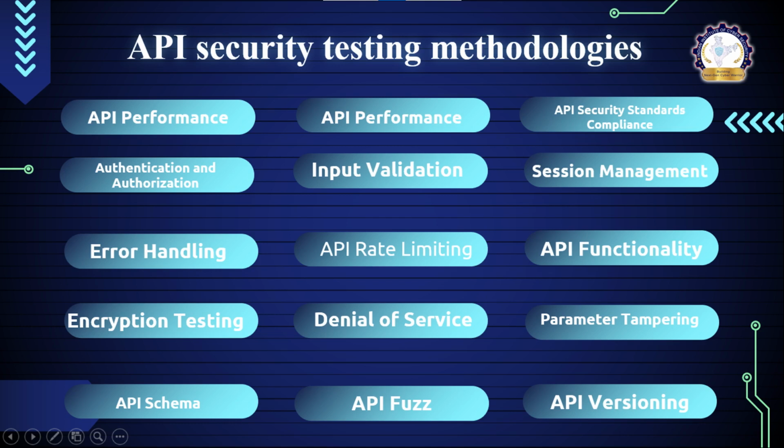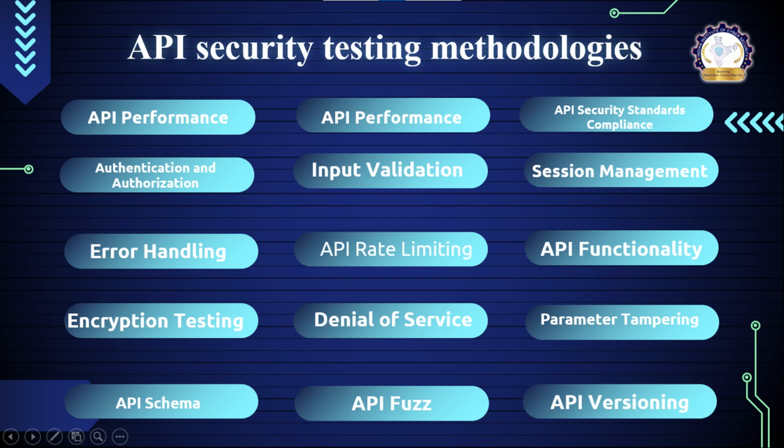The next one we have API rate limiting testing. This methodology involves testing the rate limiting mechanism of the API. It aims to ensure that the API can handle a large volume of requests without compromising its performance and security. This process involves sending a large number of requests to the API and monitoring its behavior.